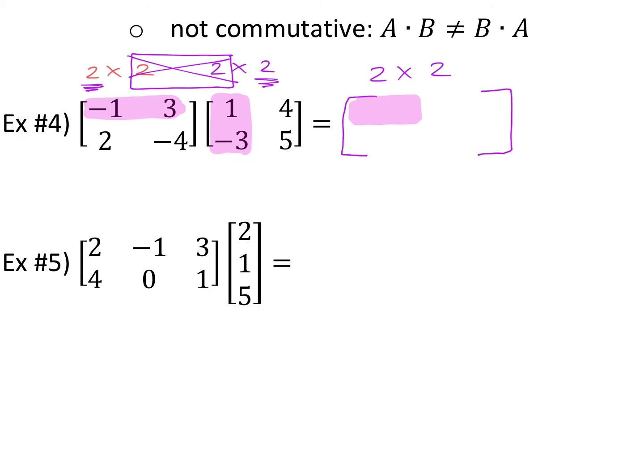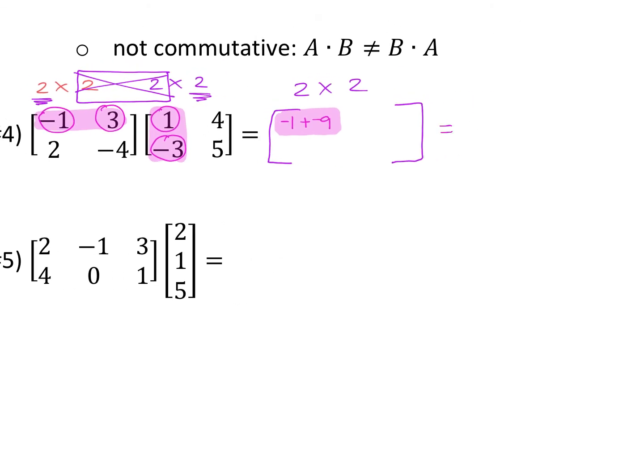Here's what you do. It's pretty simple. You are going to multiply -1 times 1. Okay, so that's a -1. And then add to it the product of the other two. 3 times -3 is a -9. Okay, so that first spot in your answer, -1 plus -9 is -10.